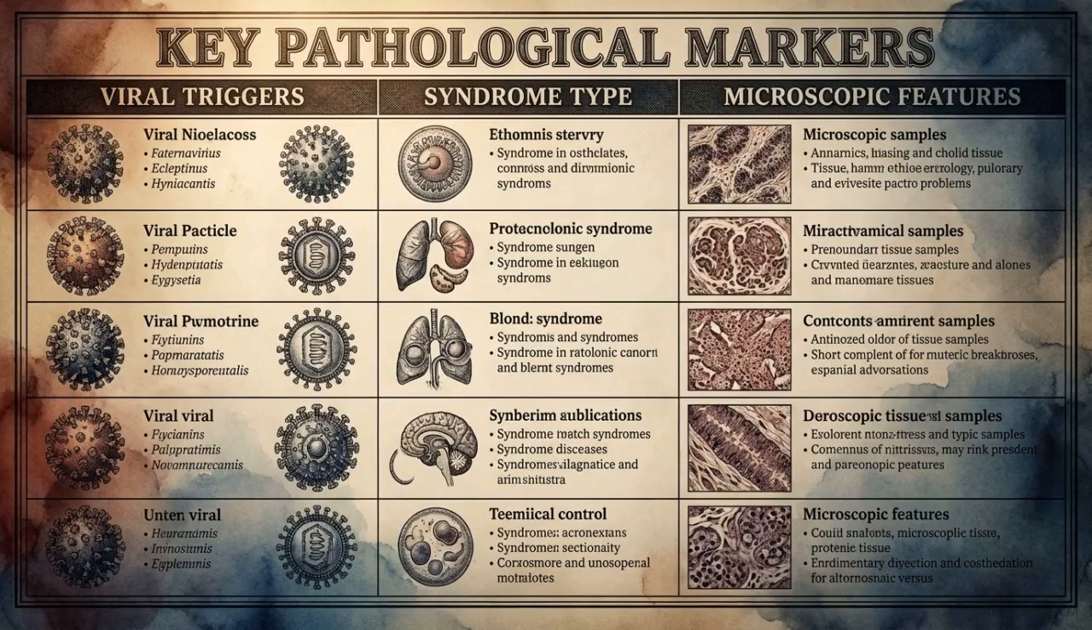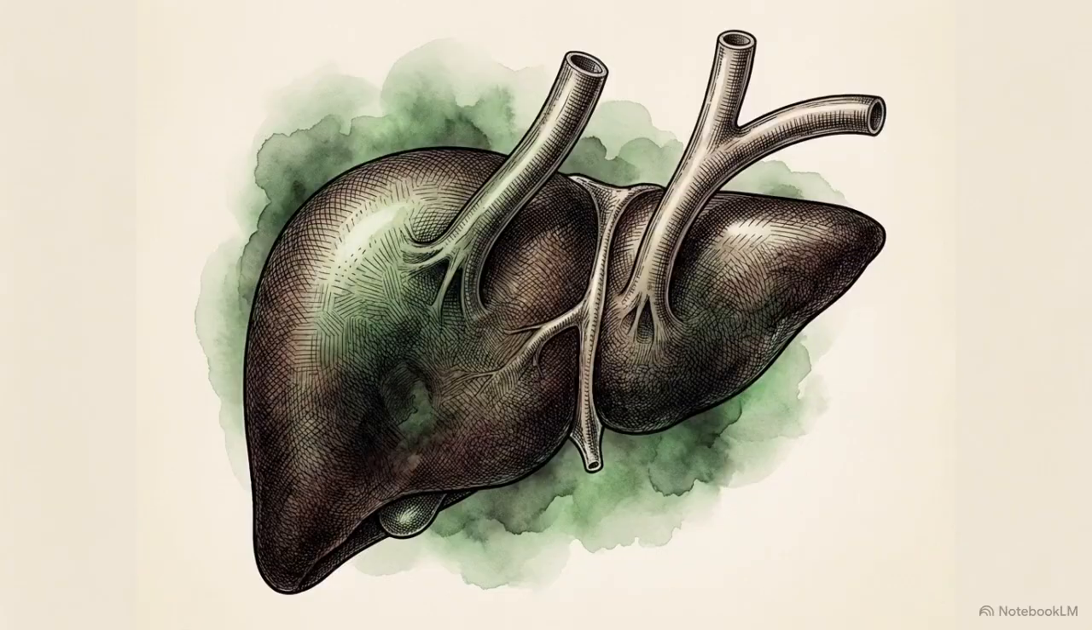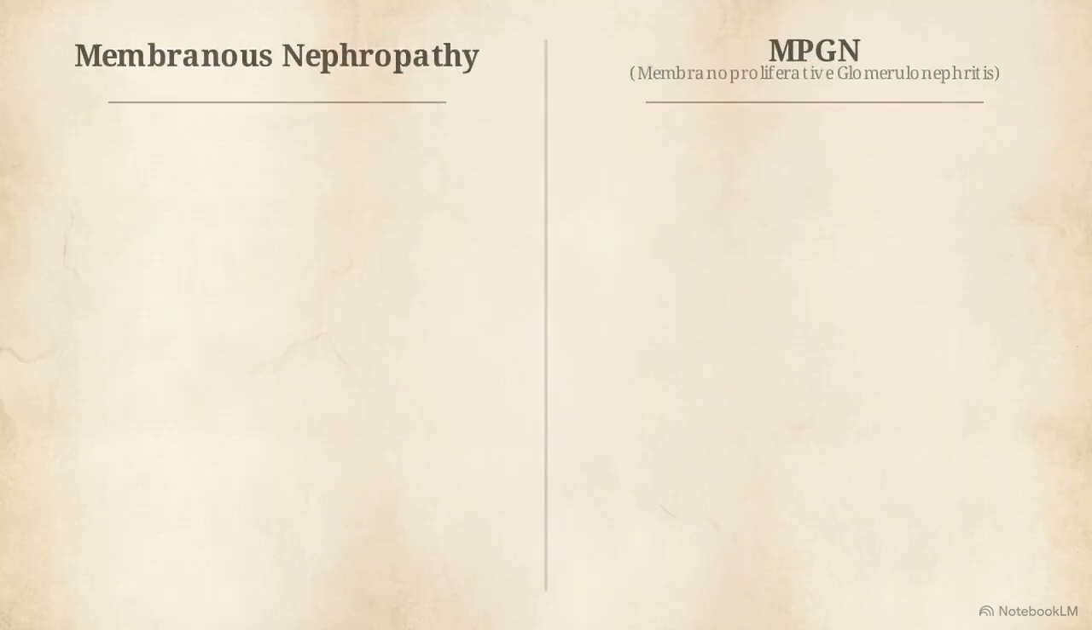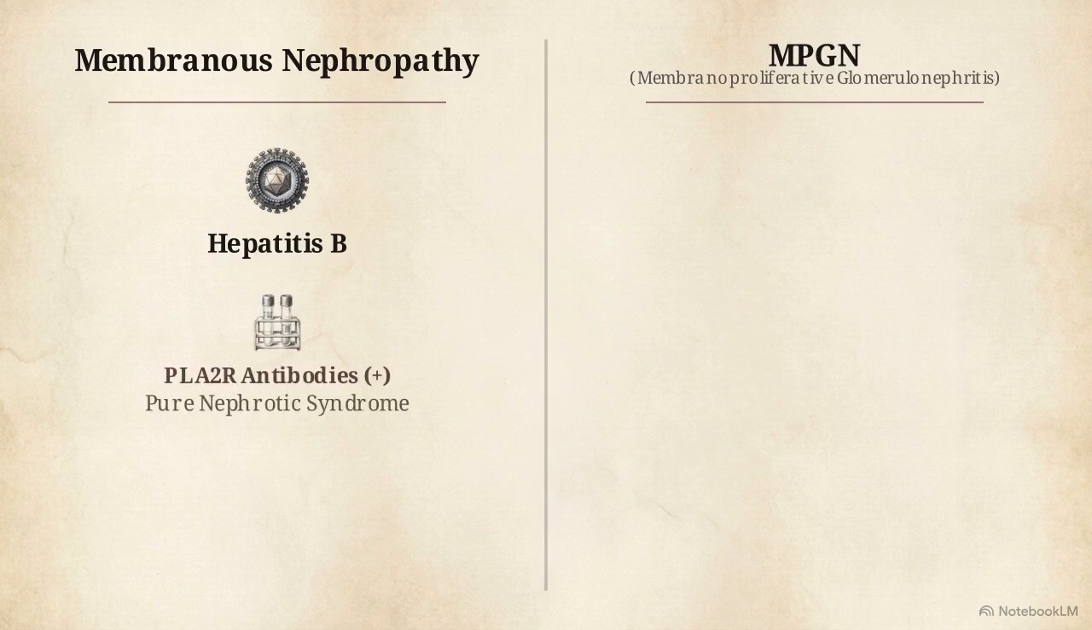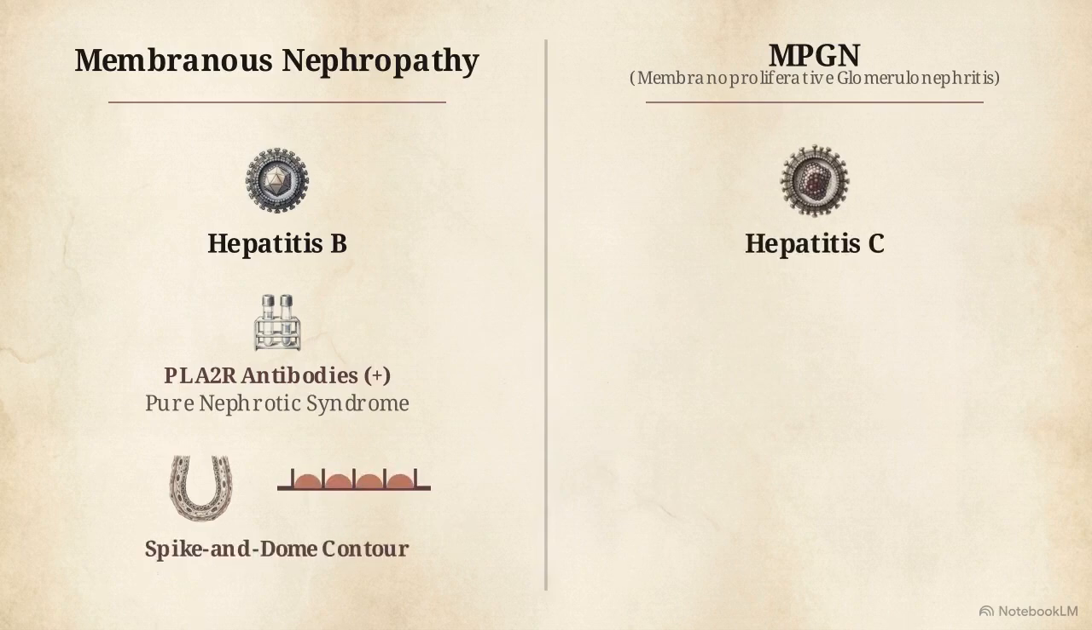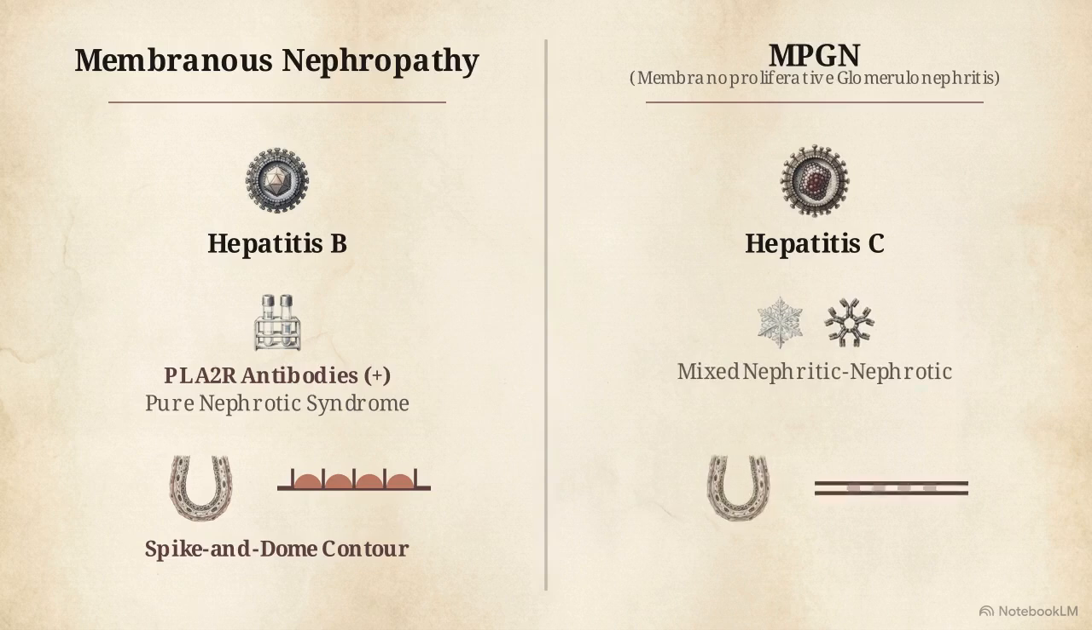This final data table highlights the variance between MPGN and membranous nephropathy. Both pathologies are triggered by chronic viral hepatitis, frequently confusing the initial clinical picture. You must separate them by their specific viral and structural markers. Membranous nephropathy is associated with hepatitis B, solid tumors, positive PLA2R antibodies, and a pure nephrotic syndrome. On electron microscopy, it forms a spike and dome contour. MPGN is driven by hepatitis C, cryoglobulins, a mixed nephritic-nephrotic presentation, and tram track splitting.